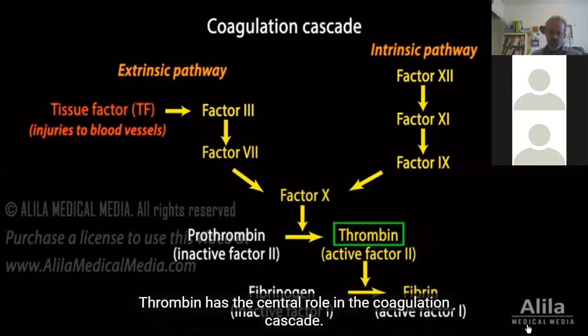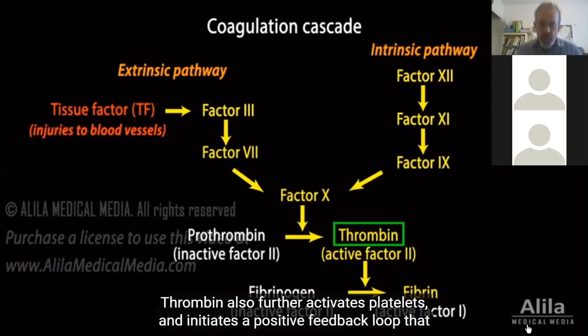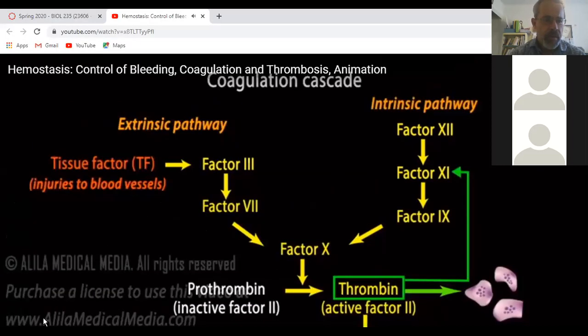Thrombin has the central role in the coagulation cascade. It cleaves soluble fibrinogen to generate insoluble fibrin. Thrombin also further activates platelets and initiates a positive feedback loop that is essential for clot propagation.